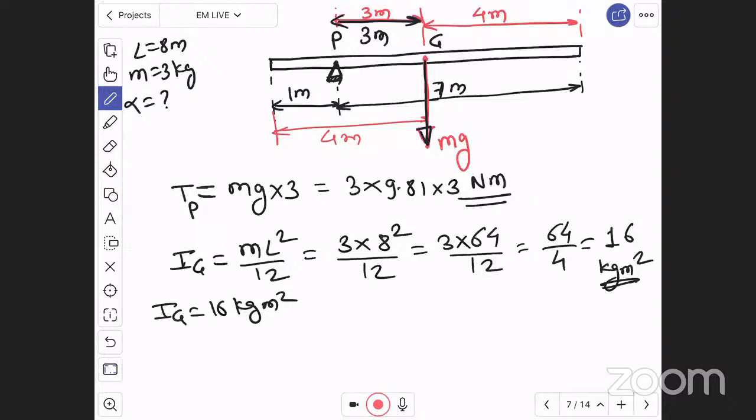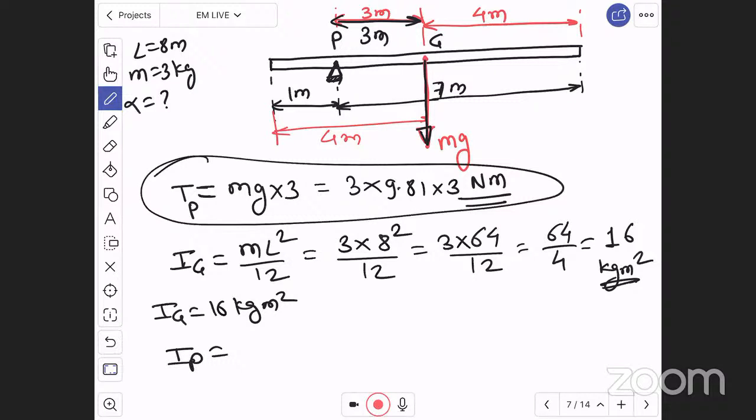But my dear students, we have to find I about P, because we have considered torque about point P. Therefore, we have to consider I about point P, which is nothing but I about G plus m r square, where r is the distance between P and G.